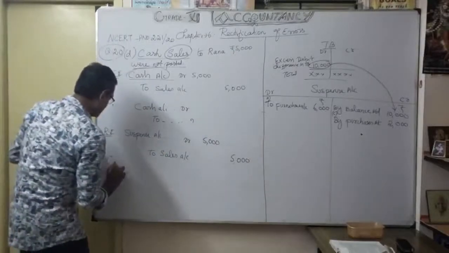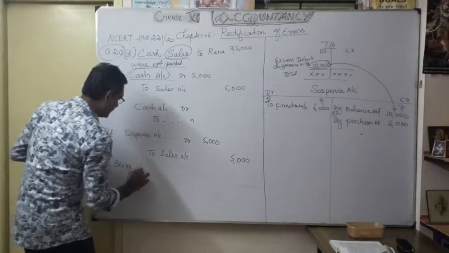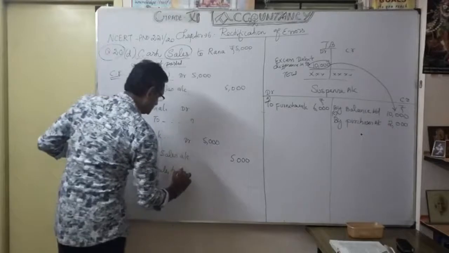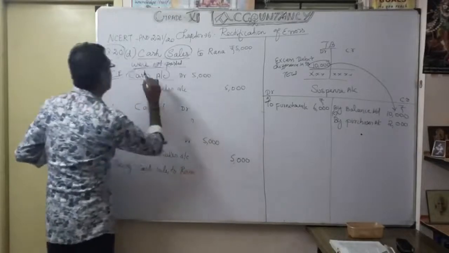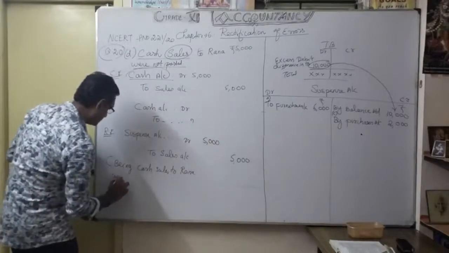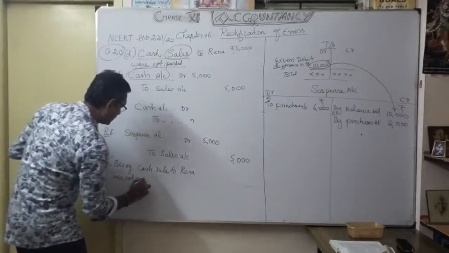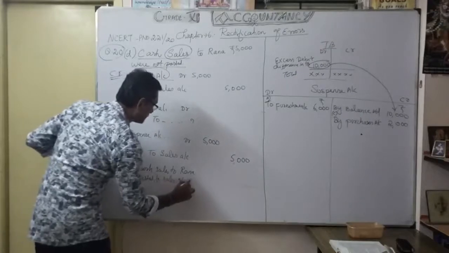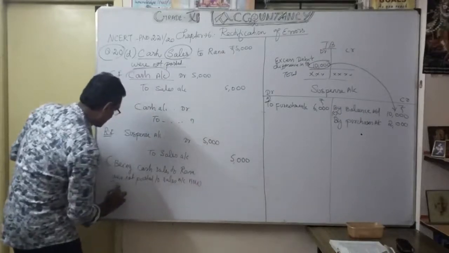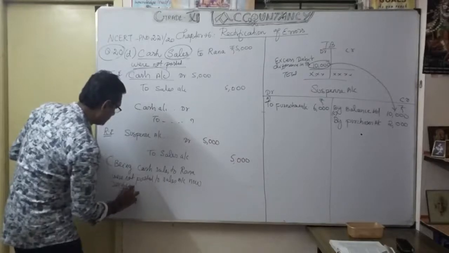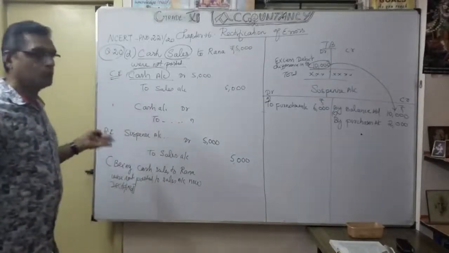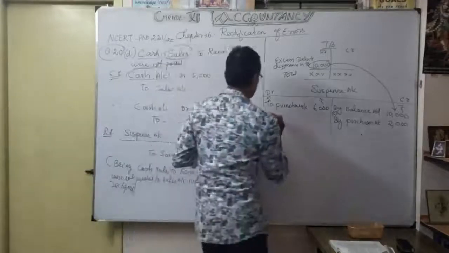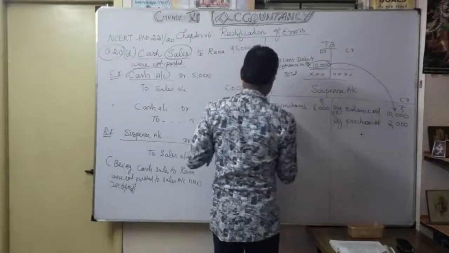So what is the narration? Being cash sales to whom? Rana, were not posted to sales account, now rectified. Okay, now rectified. So now going for the posting, as a suspense account is the best, so I can write it to sales account. That is our D. Okay, that's what I mentioned in this part.